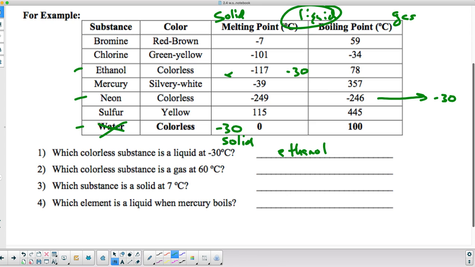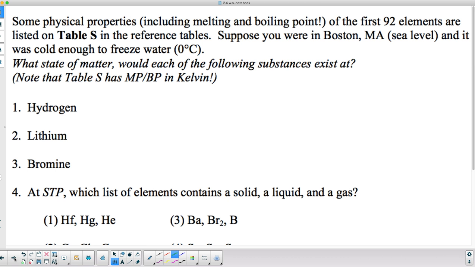Which element is a liquid when mercury boils? So where does mercury boil at? Mercury boils at 357. So that means I need a substance that is a liquid below its boiling point. Do we have any boiling points more than 357? The only one is this one here. So 357 comes in between 115 and 445, so the last one here must be sulfur, and that is UR at the end. Okay, let me just check to see what we got here.